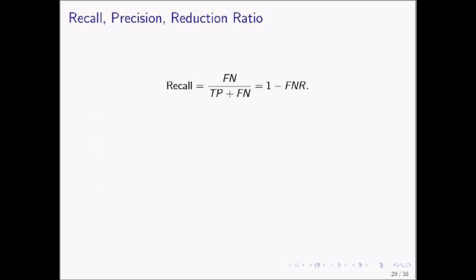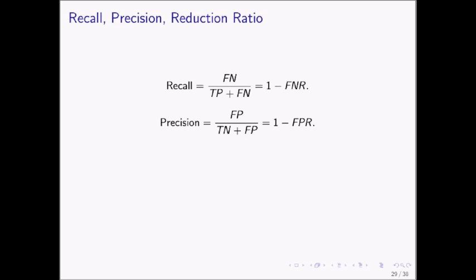This leads to the following definitions. The recall is defined to be the true positives over the true positives plus false negatives. And so you can write this out as 1 minus the false negative rate. You can also look at the precision. The precision is the number of true positives over the true positives plus false positives. So this is 1 minus the false positive rate.